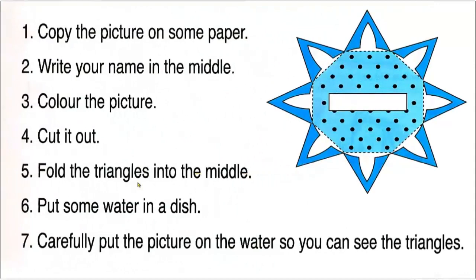Let's follow these instructions. Number 1, copy the picture on some paper. 2, write your name in the middle. 3, color the picture. 4, cut it out. 5, fold the triangles into the middle. 6, put some water in a dish. 7, carefully put the picture on the water so you can see the triangles.